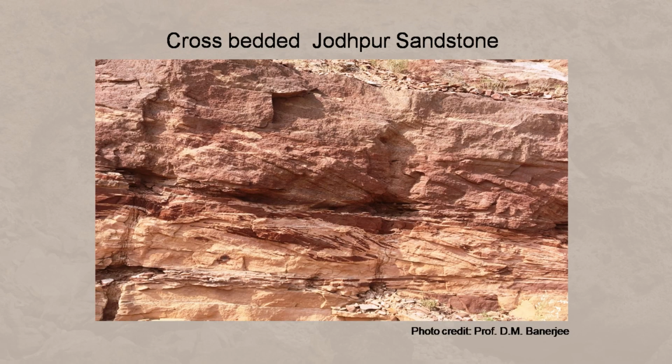Another very good example of cross bedding with a thin layer of foreset bedding is from Jodhpur sandstone, reddish color, ferruginous sandstone, where you can see the cross beds.